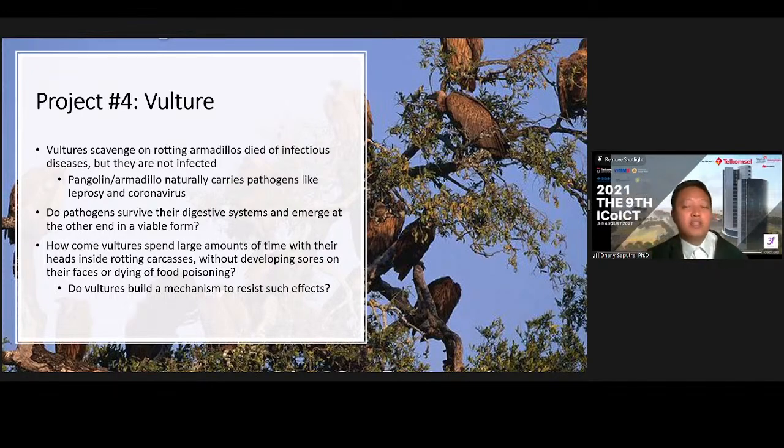And how come the vulture spends a large amount of time with its head inside the sand, eating the rotting carcass without developing sores on its face like a leprosy patient, or even dying of food poisoning? How can they still be healthy? Do vultures build a mechanism to resist such effects? So maybe it's kind of a drug idea.